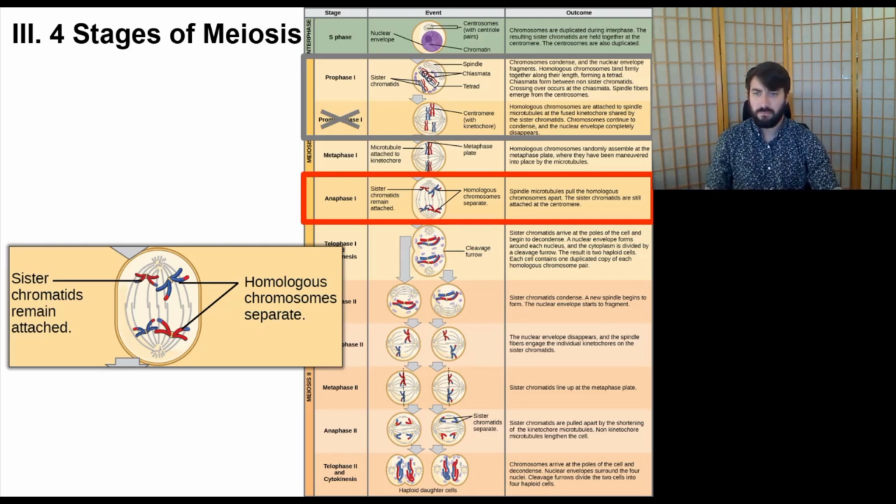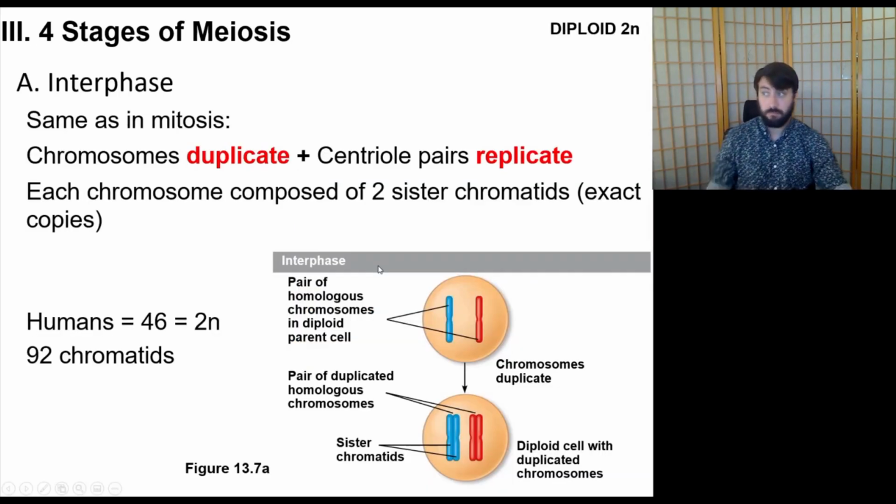Anyway, let's get into these steps, starting with interphase, which should be pretty familiar since it's exactly the same as in mitosis. We have the chromosomes duplicating during S phase and the centriole pairs replicating. The result, of course, is that each chromosome is composed of 2 sister chromatids, which are exact copies of each other, right? Now, at this point in humans, with a normal ploidy of 2n equals 46, we have 92 chromatids, but you still have a ploidy of 2n equals 46, okay?